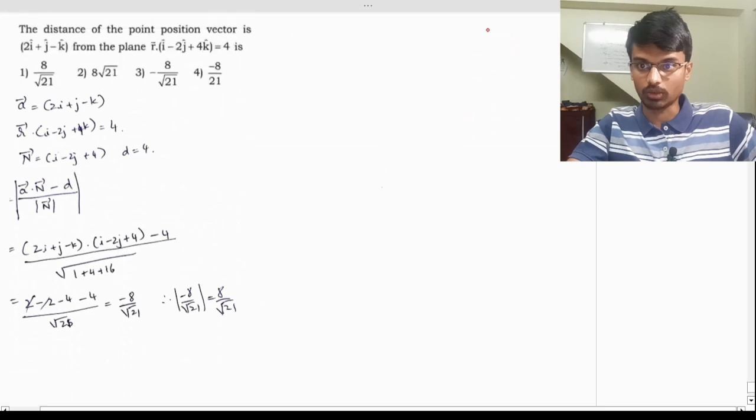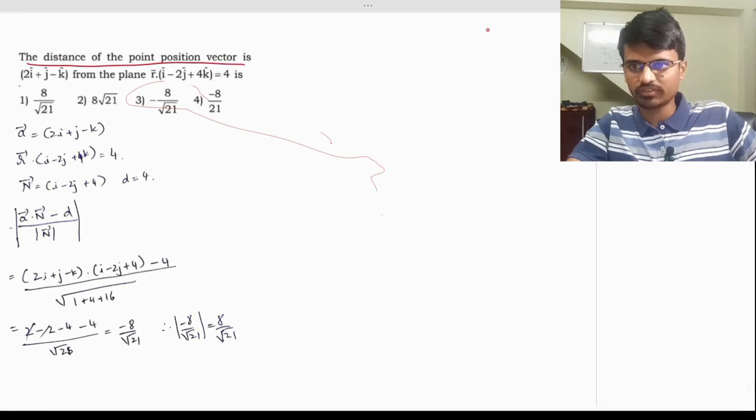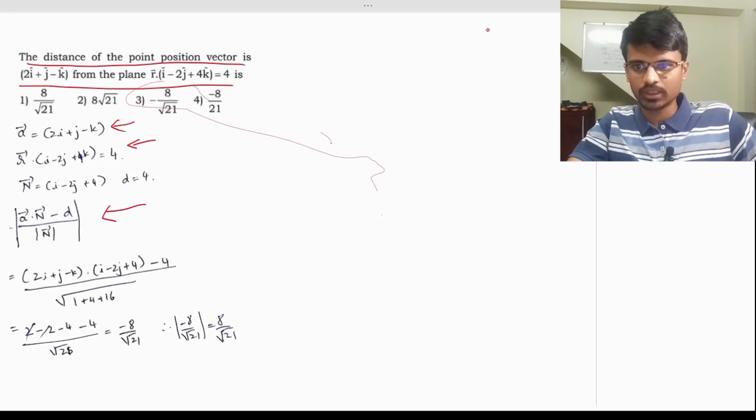No, one more question I have, sorry. So this is a standard direct formula substitution. The distance of the point with position vector from the plane. They have given us a point, the position vector of the point, and the equation of the plane. They are asking us to find out the distance. So we know this standard formula, right? Say vector n is the normal vector, and d is 4 here from the equation.